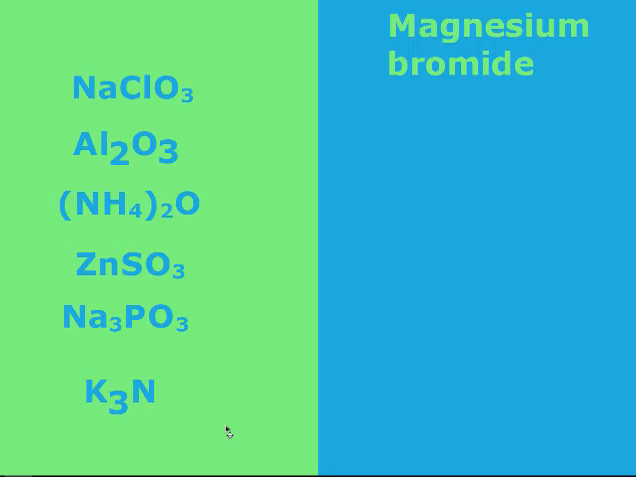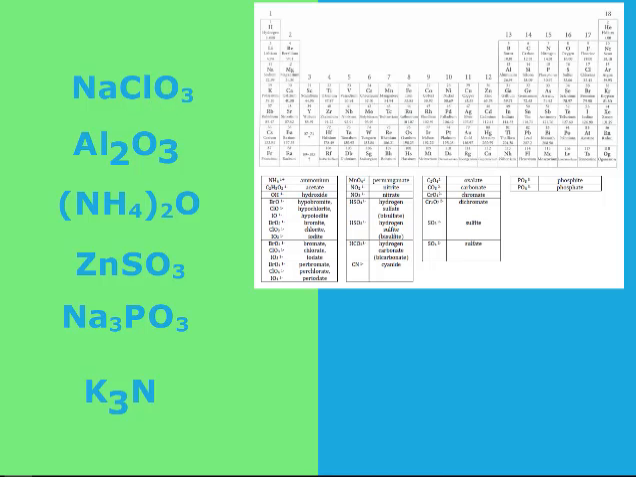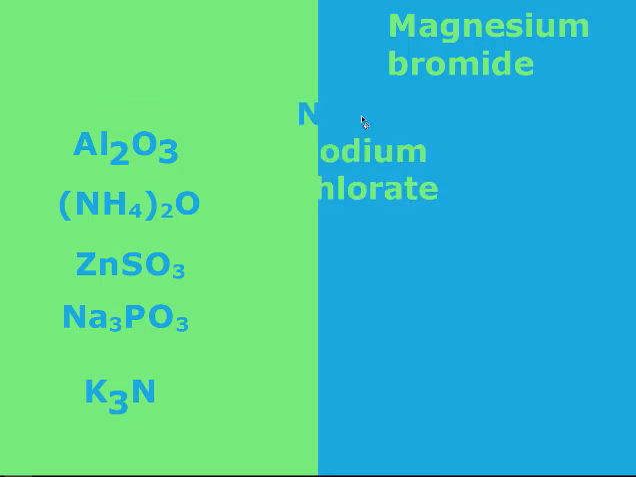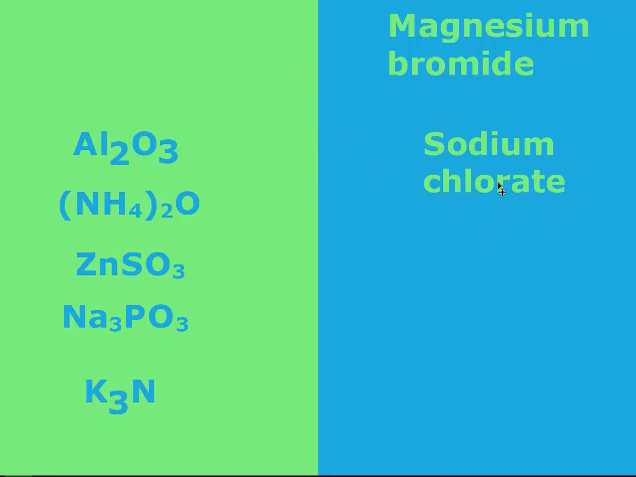Na is in group 1A, so we just name it. But this is a polyatomic ion. I know it's a polyatomic ion because there's more than 2 elements. If there's more than 2 elements, it must contain a polyatomic ion. So ClO3, from our list, and again, we can look on our list. ClO3 is here, that's chlorate. So I'm just going to say that's sodium chlorate.